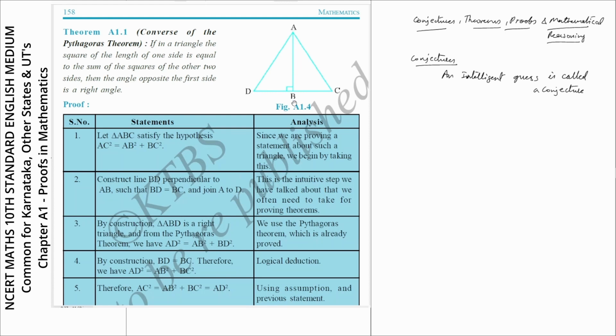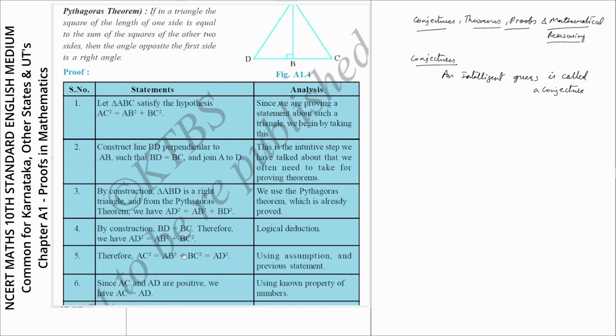Now BD is perpendicular to AB, so angle ABD is 90 degrees. Therefore this is a right angle triangle. Therefore the square of the hypotenuse is equal to the sum of the squares of the other two sides. That means AD square is equal to AB square plus BD square. But BD is equal to BC, therefore in place of BD square I can write BC square. Then AD square is equal to AB square plus BC square. But from the hypothesis we know that AC square is also equal to AB square plus BC square. That means AD is equal to AC.